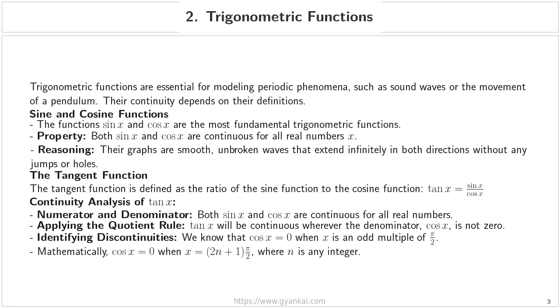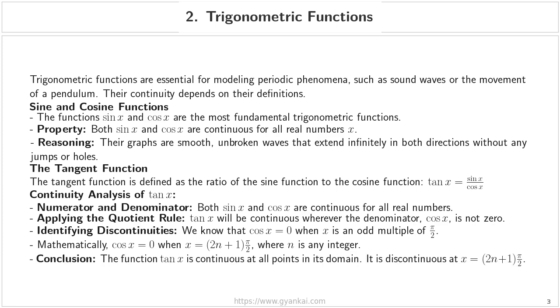Mathematically, we write this as x equals (2n plus 1), multiplied by pi over 2, where n is any integer. Consequently, our conclusion is that the function tangent of x is continuous at all points within its domain, but it is discontinuous at x equals (2n plus 1), multiplied by pi over 2.